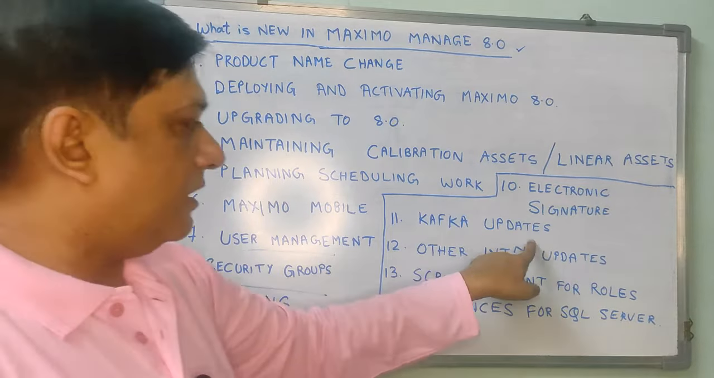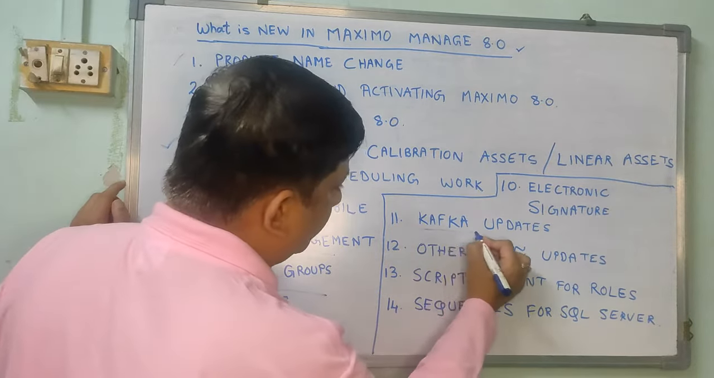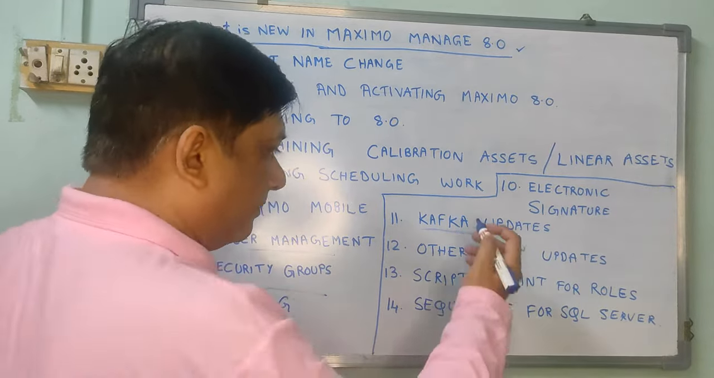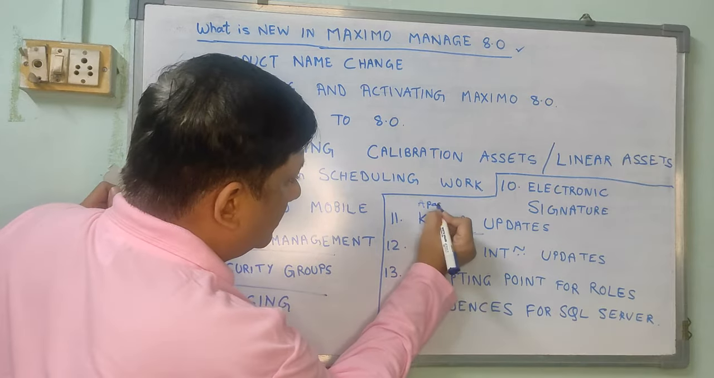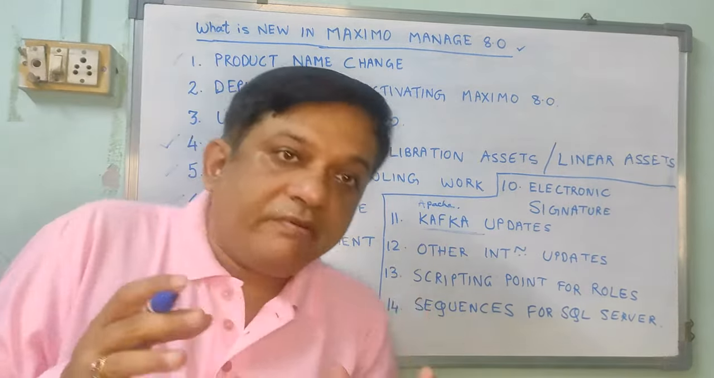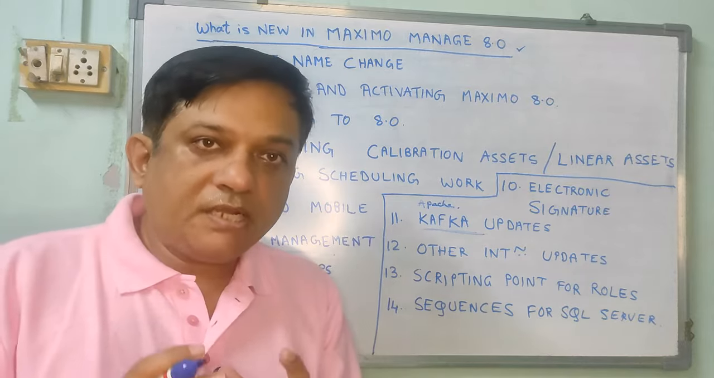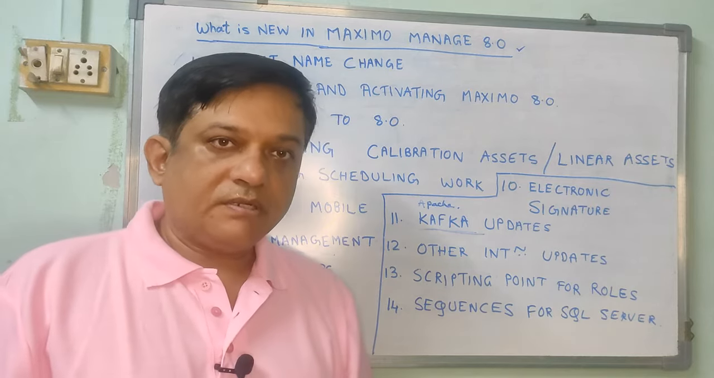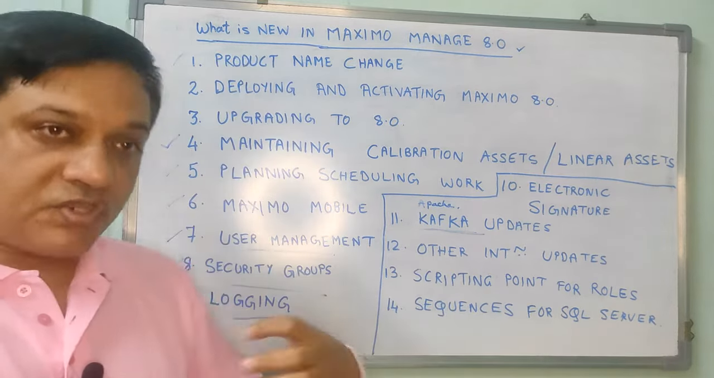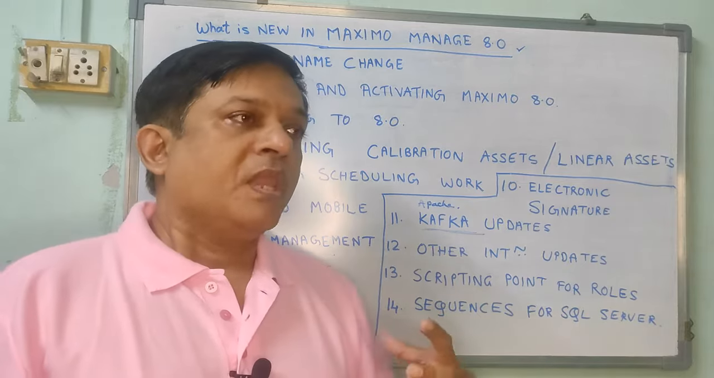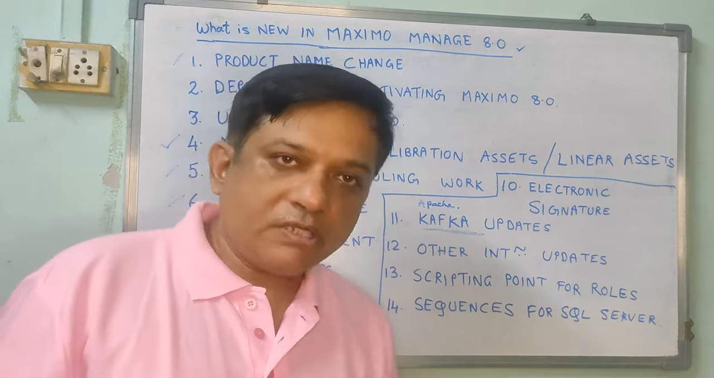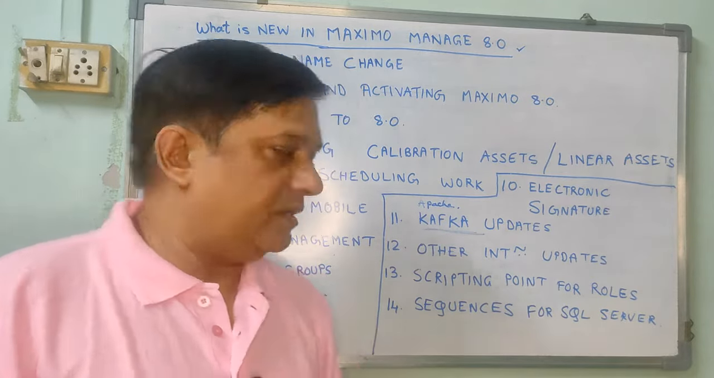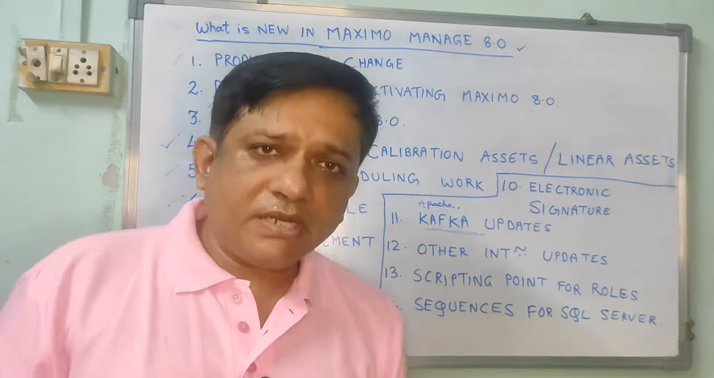Then comes Kafka updates. What is Kafka? Here we have to understand what is Kafka. Now Kafka, Apache Kafka, is a middleware tool. It is an integration tool that integrates and communicates, tries to communicate and stream, mostly streaming of the videos or the audios or the messages with different applications which cannot talk to each other.